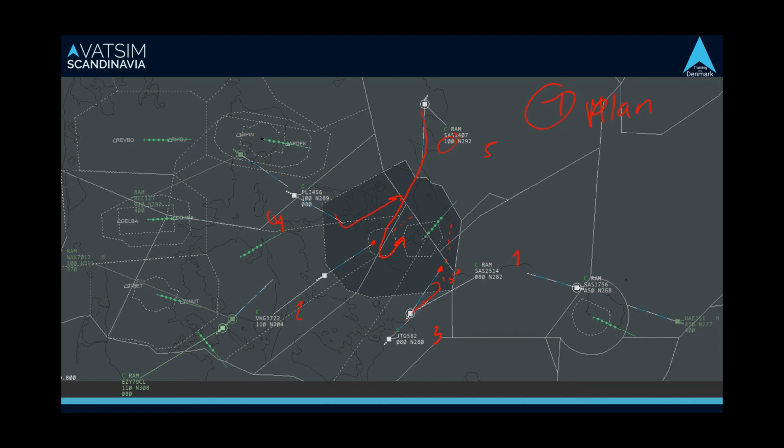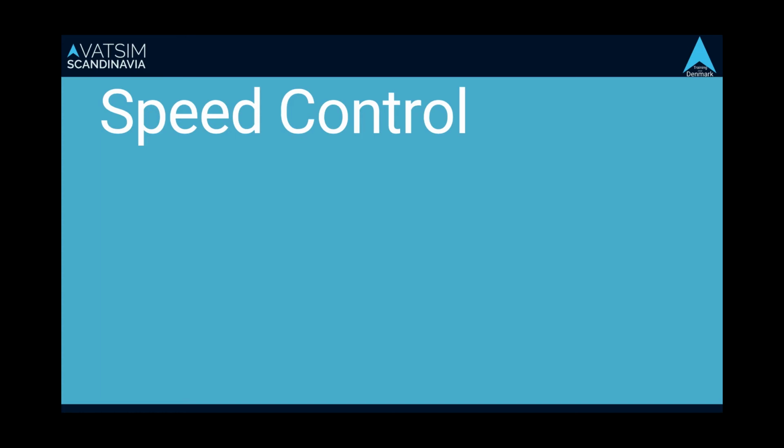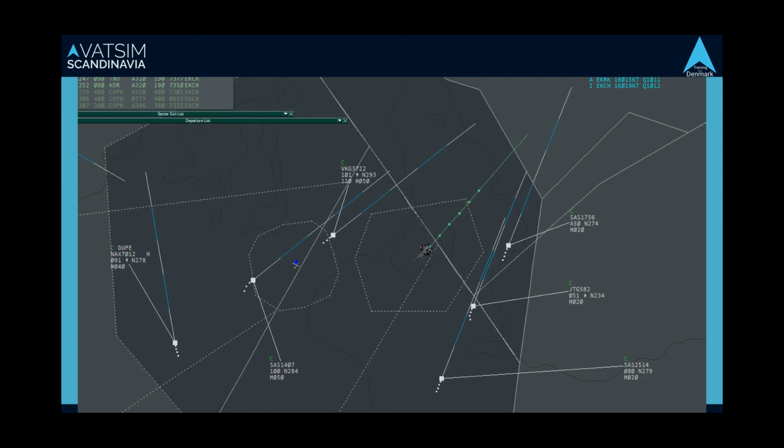Now, coming into speed control, this is the last part of it as you're moving closer towards the airfield. Take a look at this one here. Don't mind Fairline too much because apparently he disconnected at this point. But you have Scandinavian 1756 as number 1, Viking 3722 went in as number 2, Jet Time 582 as number 3, and 1407 was now turned all the way back as number 4. And Scandinavian 2514 came in the meantime as number 5.